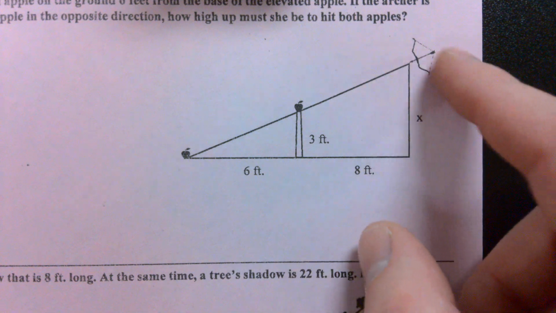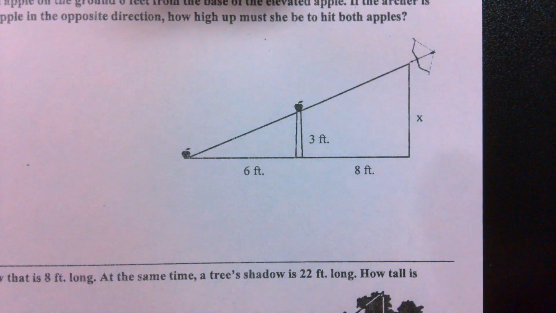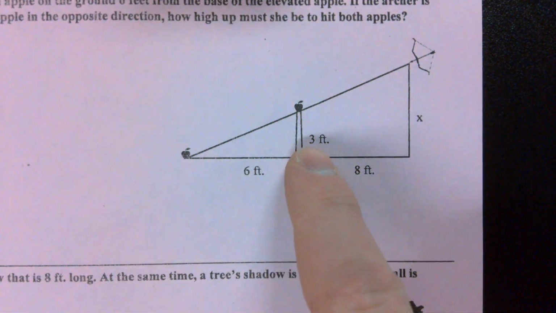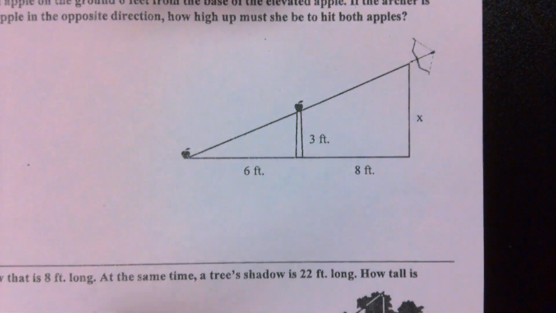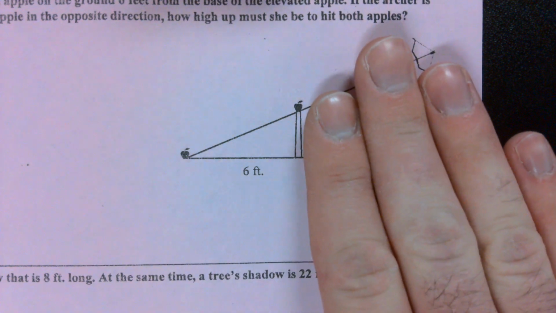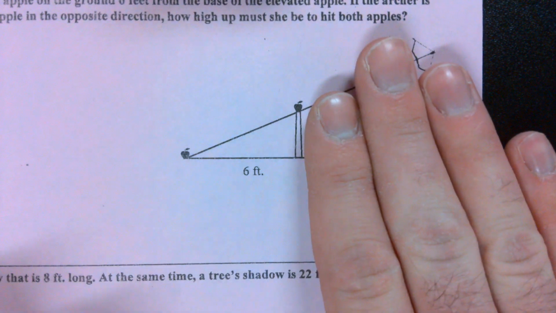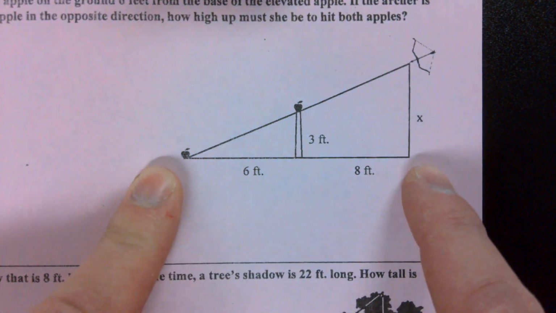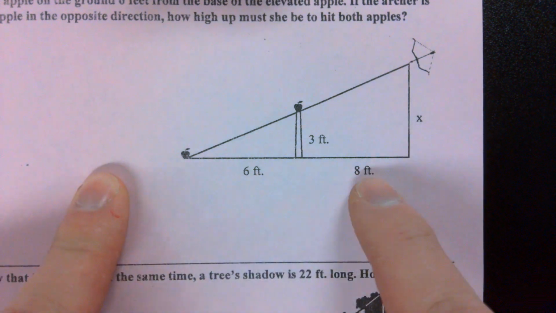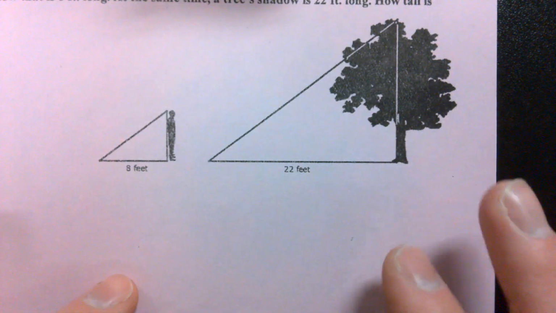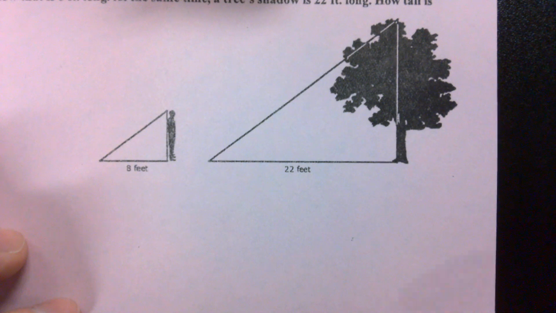Down here, we got a person with a bow and arrow shooting down at an apple. How high up is the apple? 3 feet. How high up is the bow and arrow? X, we don't know. That's what we're going to find. What's the trail down from the first apple to the second apple? How far away are they? 6 feet. How far away is the bow and arrow from the second apple? 14 feet. 8 plus 6. Now the third one is already split up for you. And I'll let you guys figure that third one out. It shouldn't be too bad.